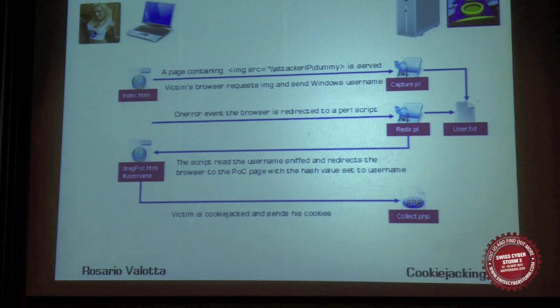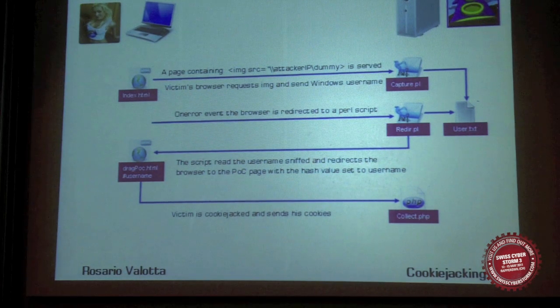The image is trying to retrieve, but it's a non-existent image, it's a dummy image. But when the browser tries to retrieve this image, it sends to the server the Windows username. The username is captured on the server side by the capture script and stored on a text file on the server side. Then the error condition is raised because this was a non-existent image.